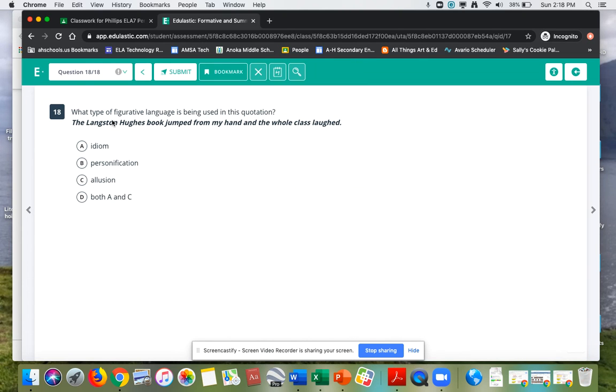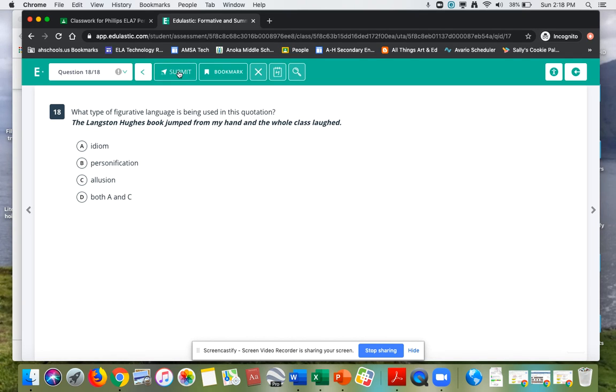And then the last question, what type of figurative language is being used in the quotation? The Langston Hughes book jumped from my hand and the whole class laughed. So this is the point where Kenny is standing in front of the class reading a Langston Hughes book. What does it mean to have it jump out of his hands?